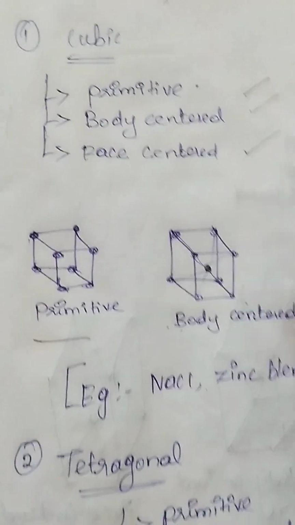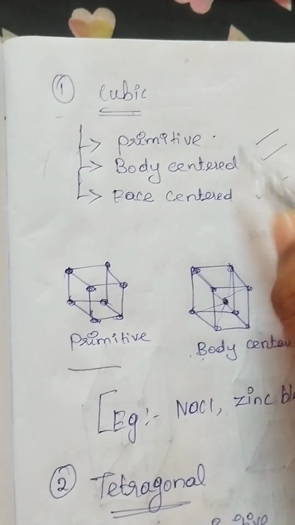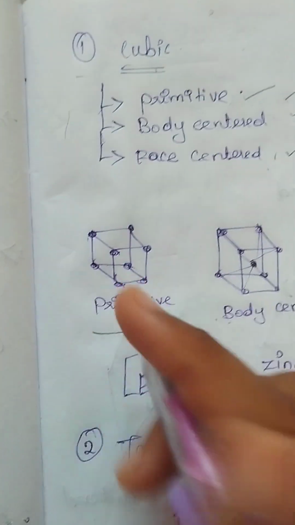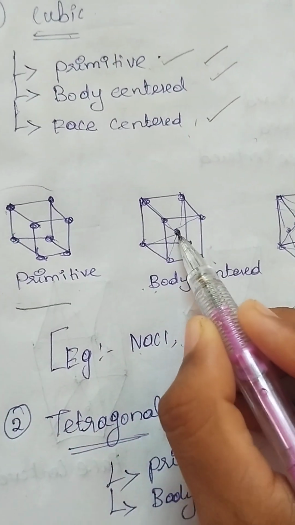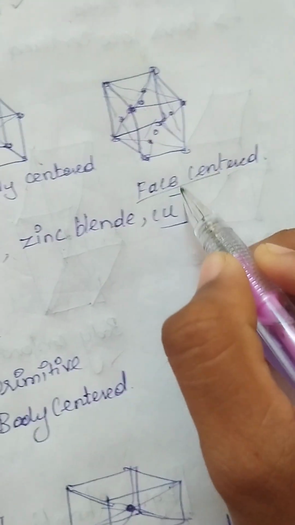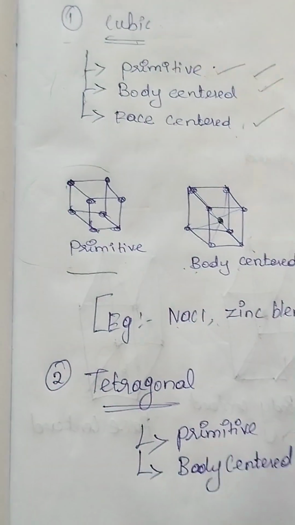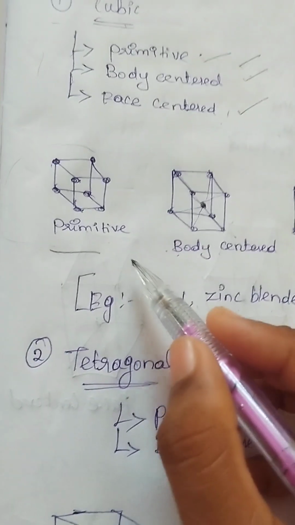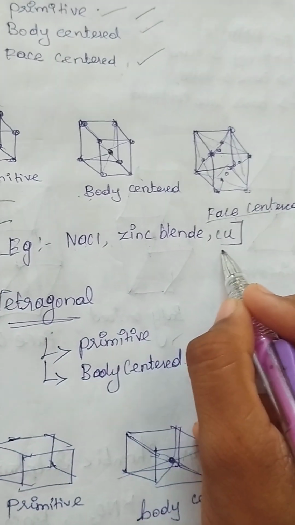Now we are going to see the 14 Bravais lattices. In cubic there are three types: primitive, body center and face center. Primitive is simple, just like that. In body center, one atom is added additionally in the center of the body, and in face center, we are adding one atom on each and every face. This is the cubic. Examples of the cubic system are sodium chloride, zinc blende and copper.